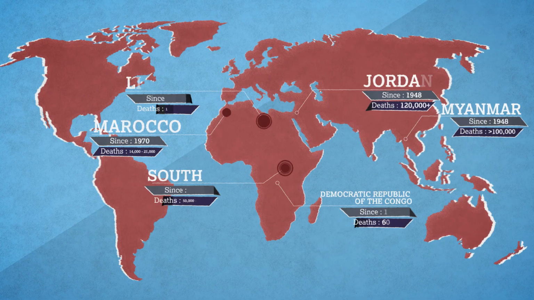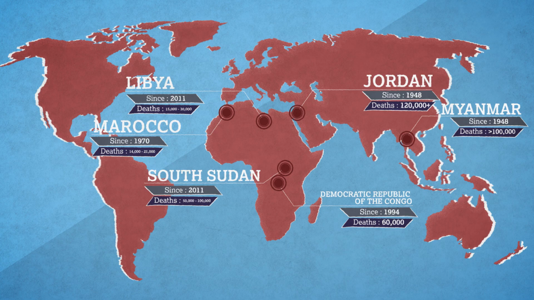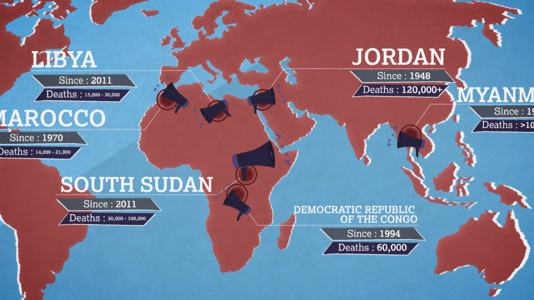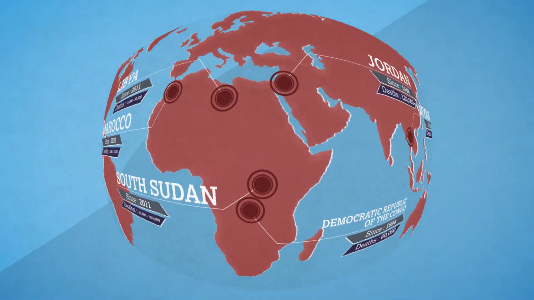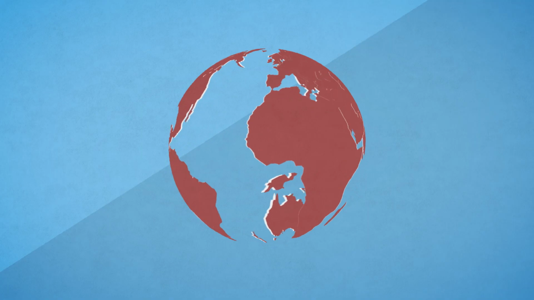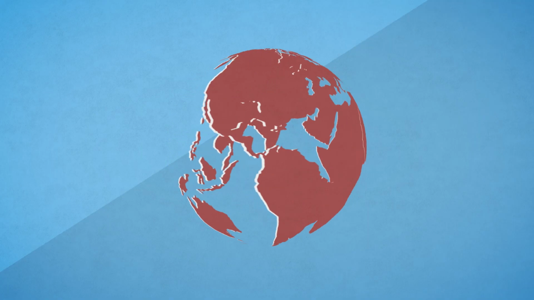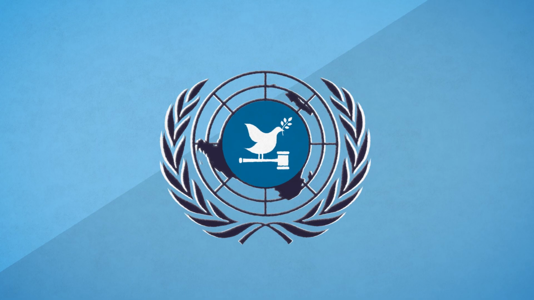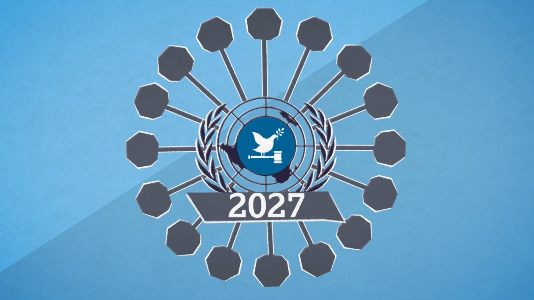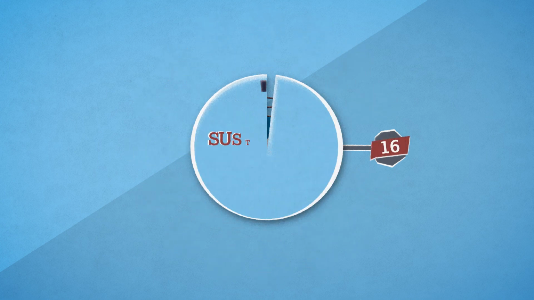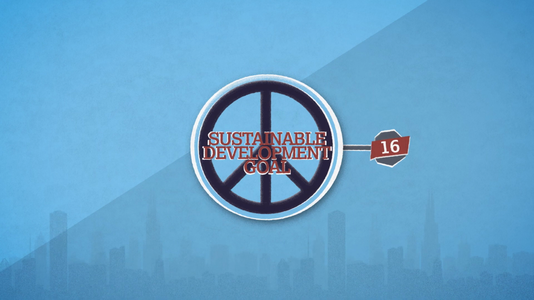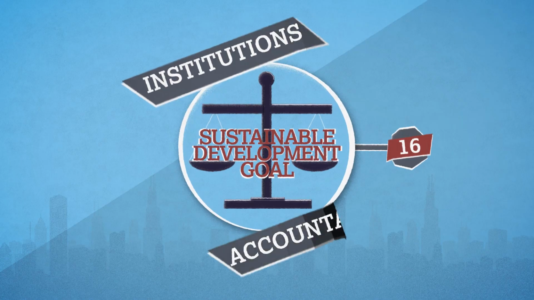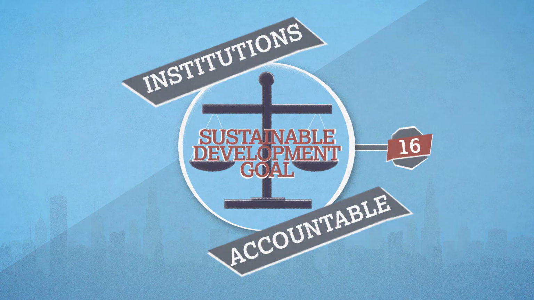In order to achieve justice around the world, it is important to include all voices, particularly those from developing countries who are so affected by conflict. That's why, as part of the United Nations Sustainable Development Goals by 2030, Goal number 16 aims to promote peaceful and inclusive societies that provide justice for all and make institutions accountable.